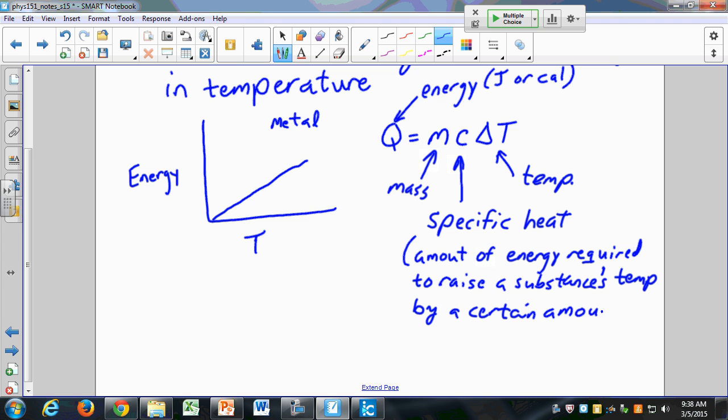Let me rephrase that a little bit. Let me clarify. It's not actually an amount of energy, because the units of specific heat are going to be joules per kilogram degree Celsius. So when I ask about the specific heat, I say, for this substance, does it require a lot?